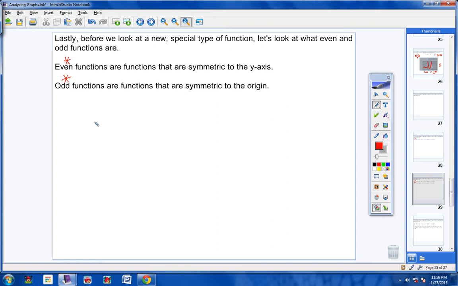Please copy those two definitions down, guys. You need to know that. Take a second and copy those down, please.